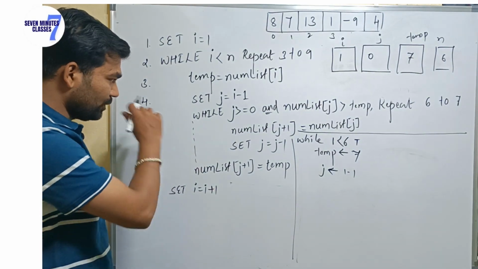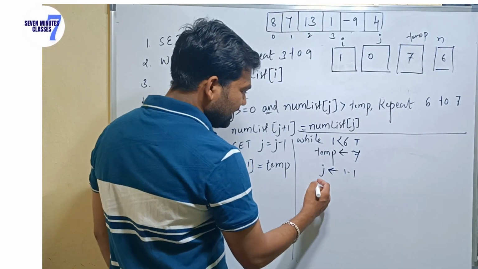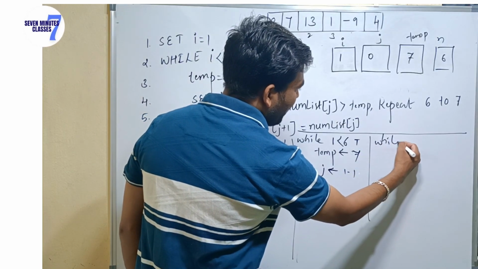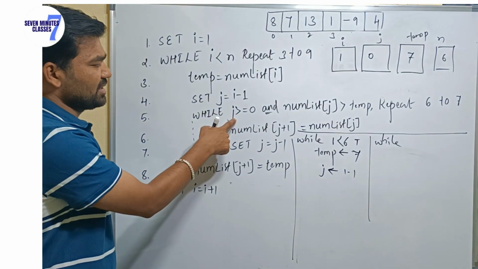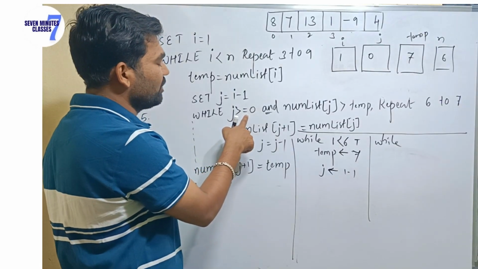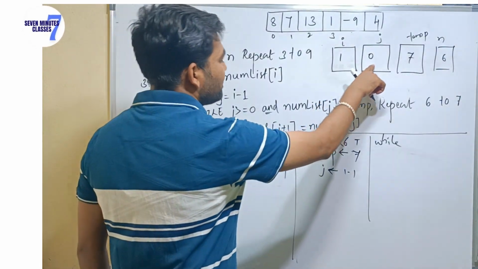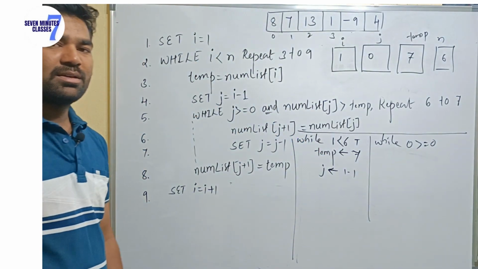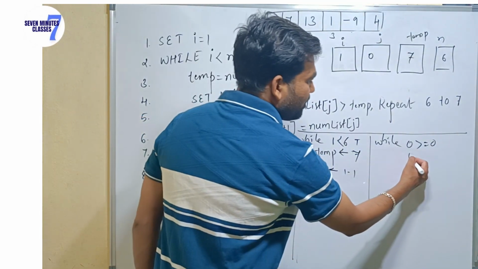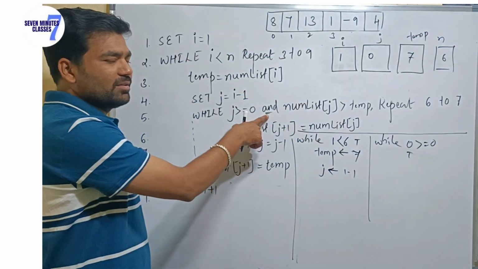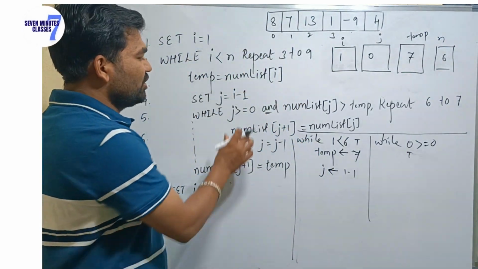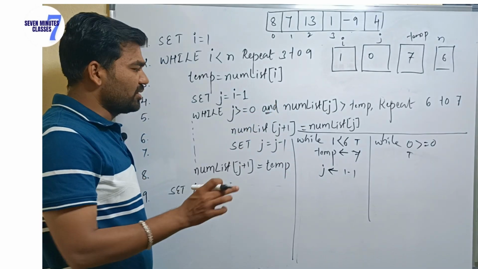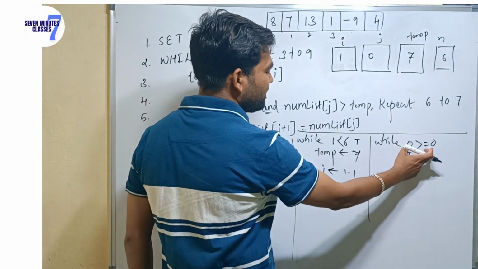Okay. Now, there is another loop. Let me write it this way. While, look at the condition, j is greater than or equal to 0. What is the value of j? 0. 0 is greater than or equal to 0. Yes, it is true. But another condition is there. And when it comes to and, both conditions should be true, then only it is true. Otherwise it is false. So now the first condition is true.